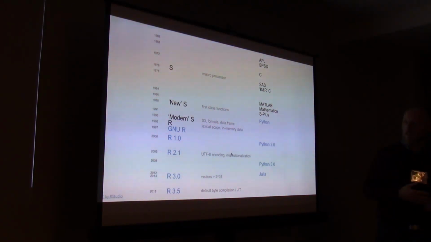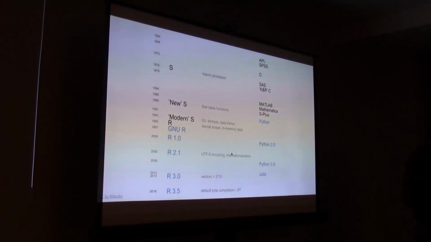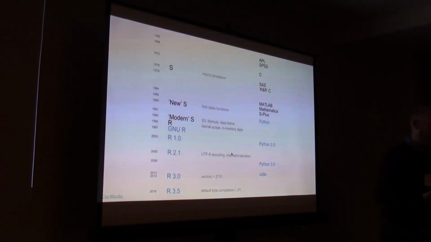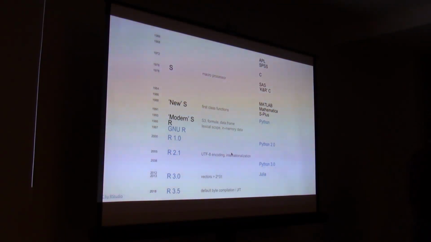The next major implementation of S was New S in 1988, and that really introduced first-class functions. This is much closer to the R and S that we know today. It was implemented in C. In 1993, Modern S was released. That's my title, not necessarily the official title, but it is very similar to what we have today in R. That gave us S3 classes, the formula interface, and data frames, which are some of the most important things today. So R was really an implementation of that version of S from 1993.